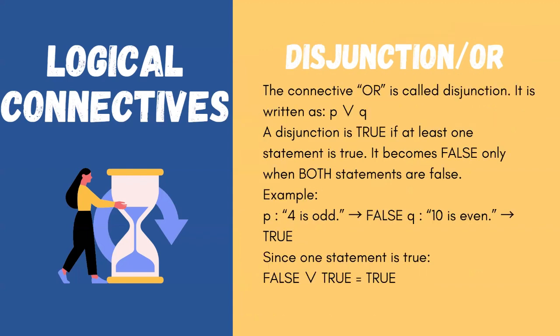Next is disjunction. The connective "or" is called disjunction. It is written as P or Q, and the symbol is on the screen. A disjunction is true if at least one statement is true. It becomes false only when both statements are false. For example, P: 4 is odd. It is a false statement. And Q: 10 is even. It is a true statement. Since one statement is true, false or true equals true. So P or Q is true.